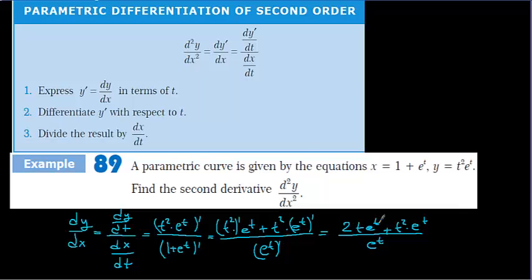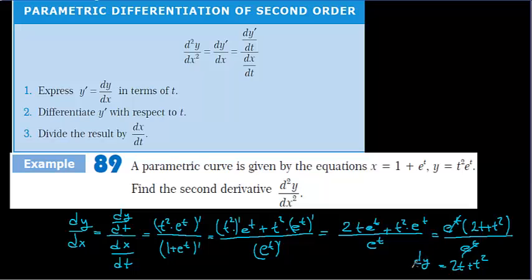So here we have the same thing. Here e to the power of t and e to the power of t are the same. If you put parentheses, you get (2t plus t squared) times e to the power of t over e to the power of t. When you simplify these two, the answer is going to be 2t plus t squared.